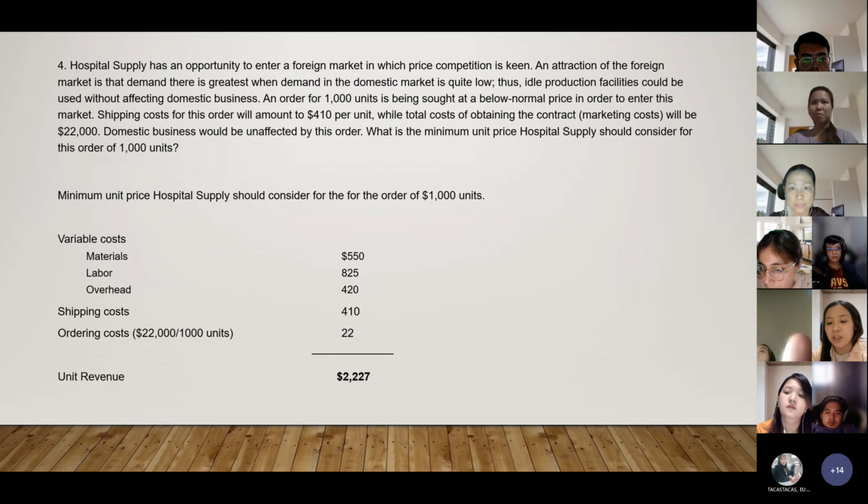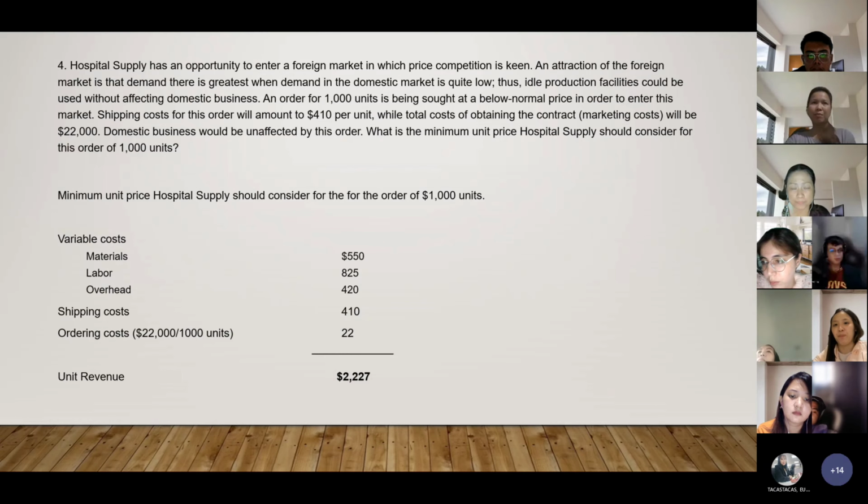There are definitely advantages in selling in foreign markets, such as a new opportunity that could increase income. However, we also want to consider that fluctuation in currency should be closely watched, as well as the shipping costs that could change from time to time. So our answer is the minimum price is 2,227. So next, number 5.